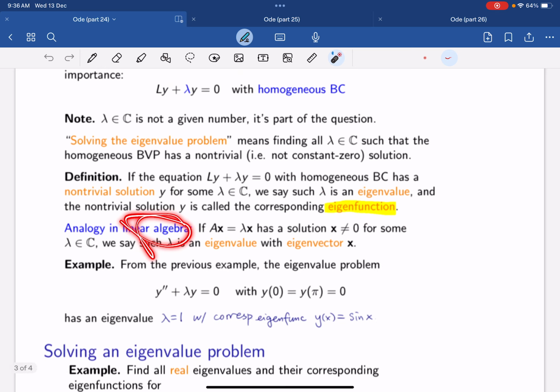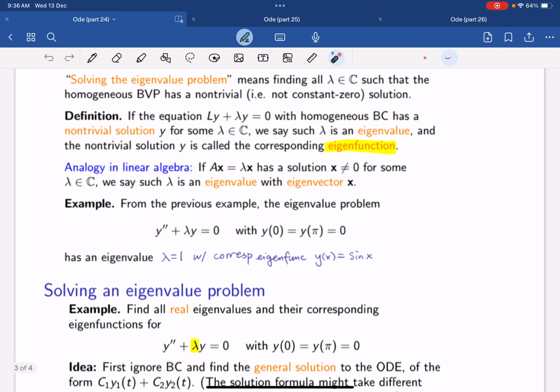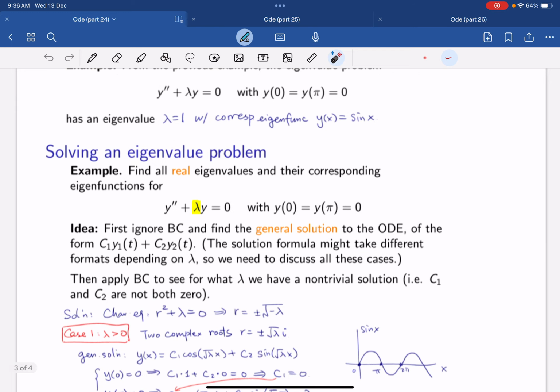Just like when we have linear algebra where Ax equals lambda x, then lambda is an eigenvalue and x is called the eigenvector. So from the previous example, we have this equation y double prime plus lambda y equals 0. These are the conditions. Well, we can see that one of the eigenvalues is 1 and has a corresponding eigenfunction of sine x.